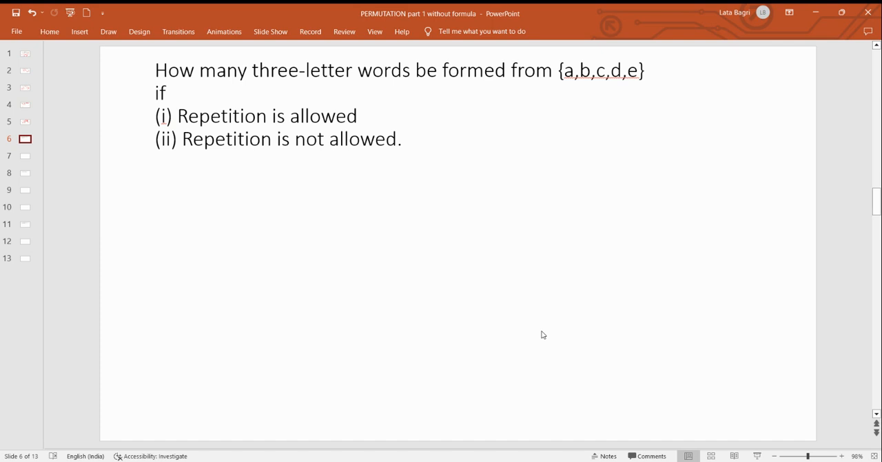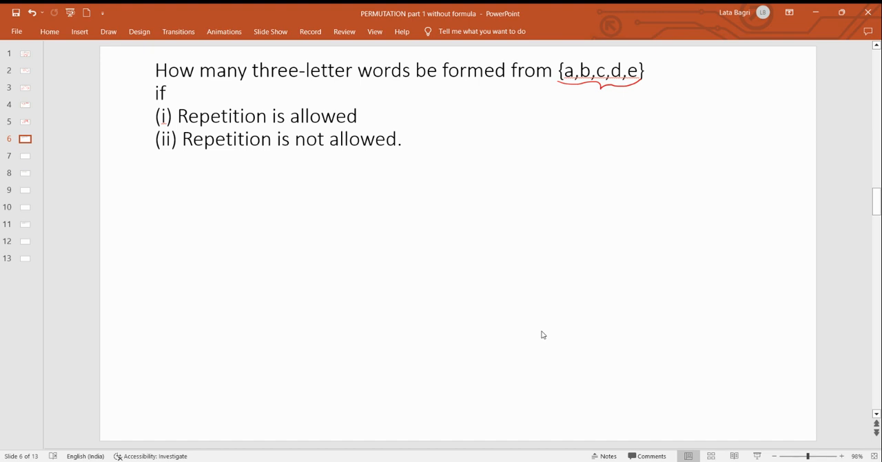difficult versions of them. Okay, and we're going to use the fundamental principle of multiplication and addition to solve them also. Okay, so let's see how many three letter words can be formed from these letters we have. One, when repetition is allowed. Second, when repetition is not allowed.